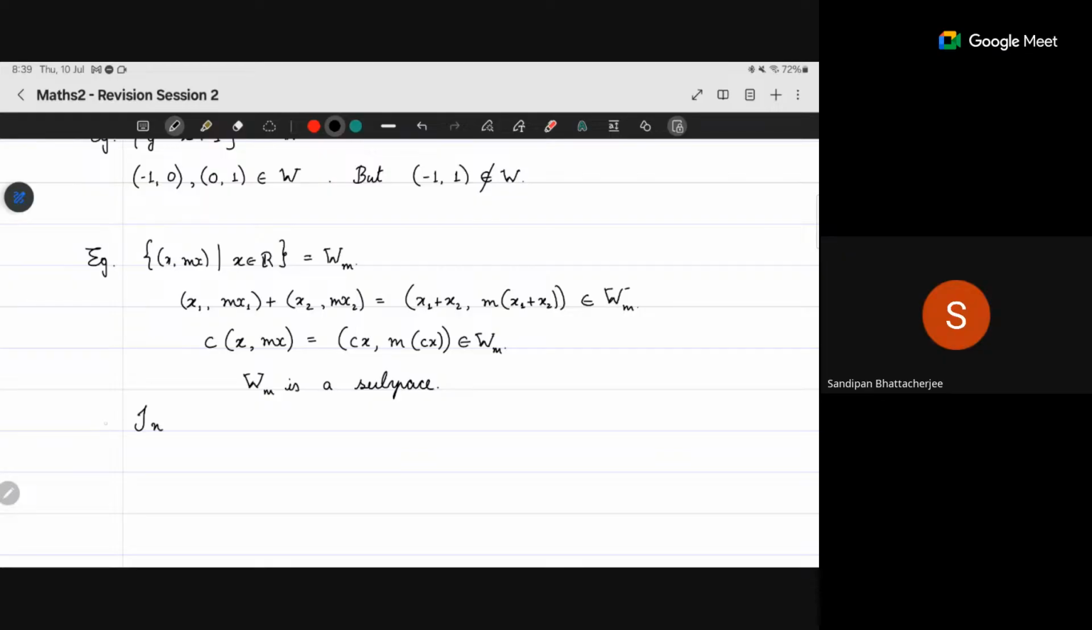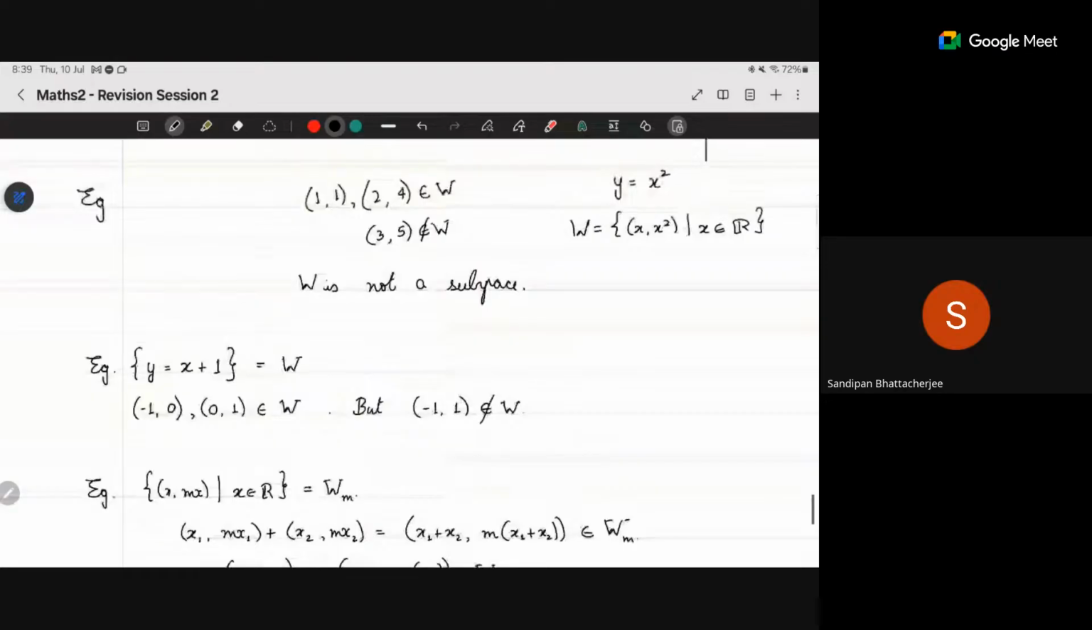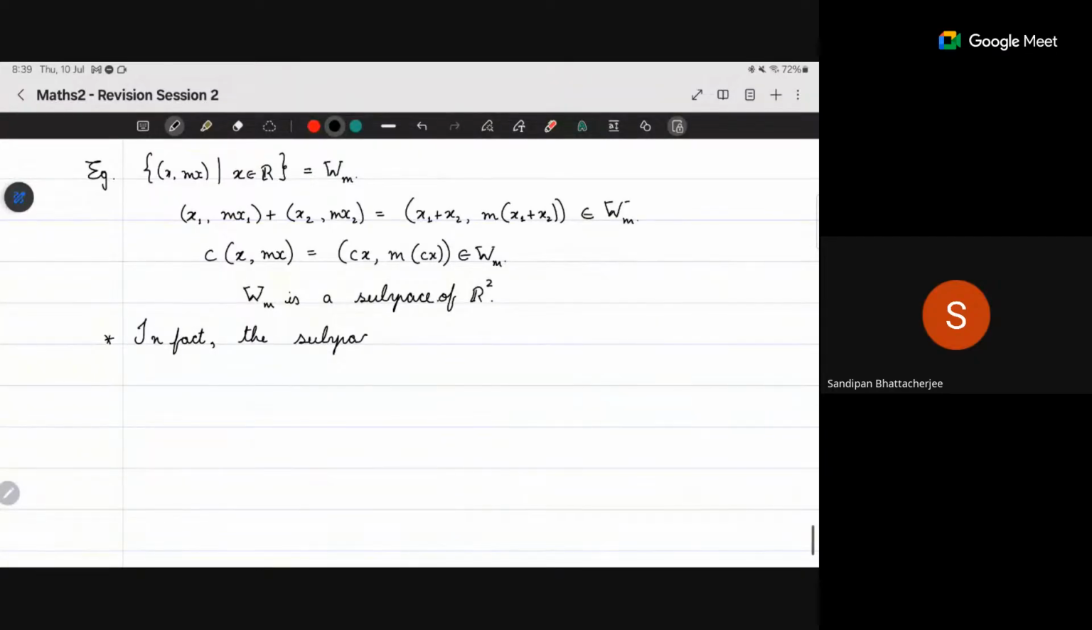In fact, you can take this as a fact without proof. The subspaces of what? First of all, this statement was not complete. The subspaces of R2 are, can you give me the list?